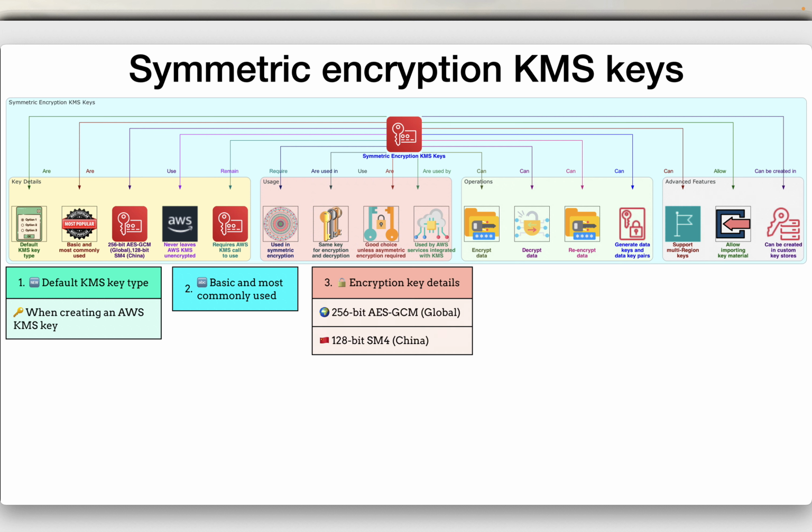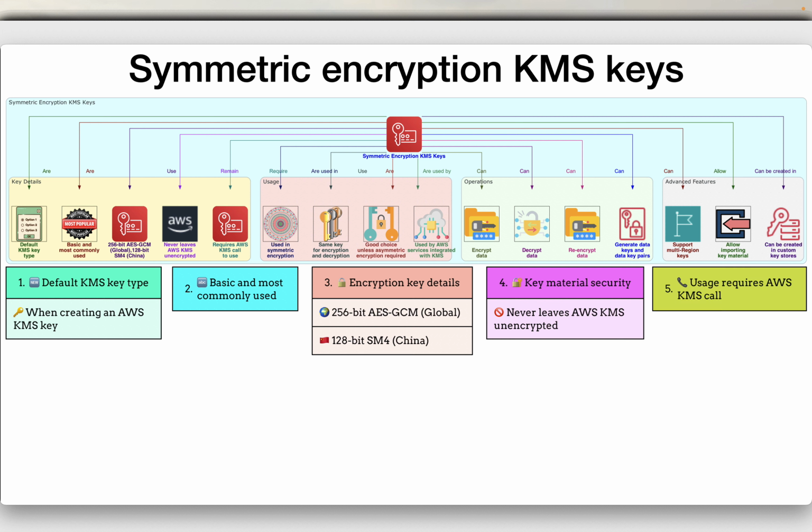In AWS KMS, a symmetric encryption KMS key represents a 256-bit AES GCM encryption key, except in the China region, where it represents a 128-bit SM4 encryption key, because in China there is a different regulation, so there is a different encryption standard being followed. Symmetric key material never leaves AWS KMS unencrypted. To use a symmetric encryption KMS key, you must call AWS KMS.